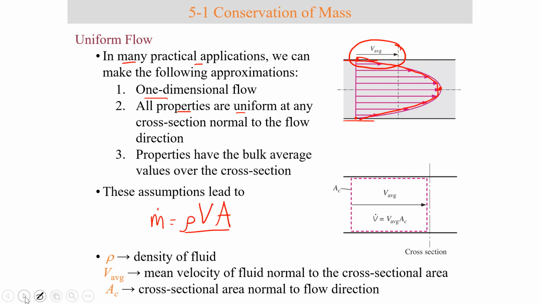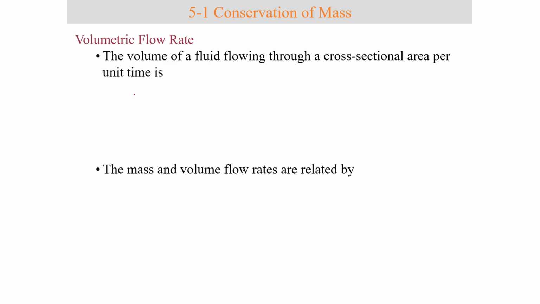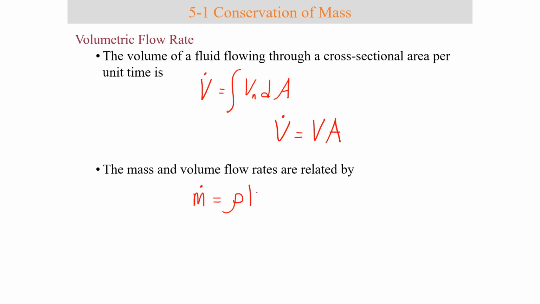Now, volumetric flow rate is a little bit different. Volumetric flow rate, designated as V dot, again, if I integrate the velocity over the area, assuming constant area, is equal to velocity times area. So mass flow rate equals density times volume flow rate.